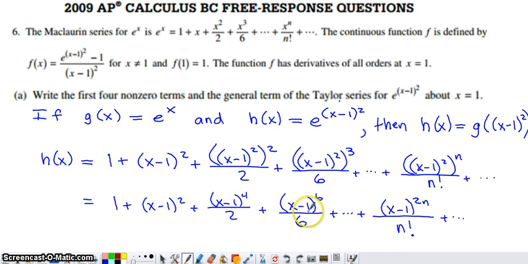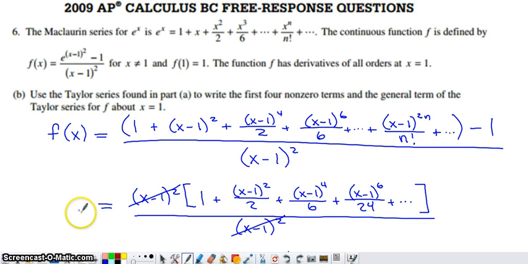We see those x minus 1 raised to different powers all over the place. We now have a Taylor series representation for the function that's defined here in part A. In part B, we want to use what we've done in part A to help us develop a Taylor series for this function f. So now we're dealing with f.